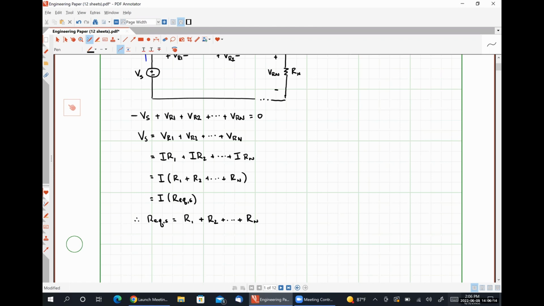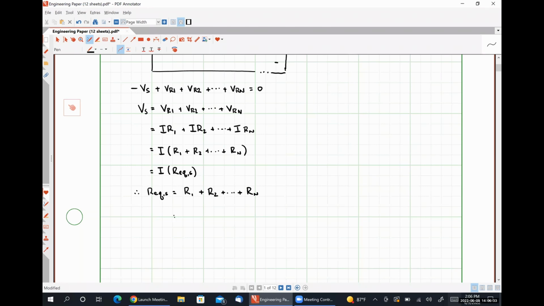So whenever we have resistors connected in series, we can simply add them linearly. Okay? And we're able to do this because of Kirchhoff's voltage law. I can put this in a more succinct mathematical expression. The equivalent resistance of resistors in series is simply the sum from i equals 1 to n of R sub i.